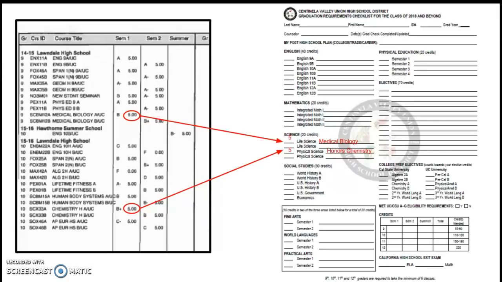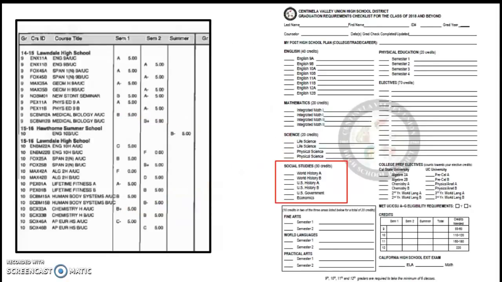Now moving on to science. Remember that you need a year of life science and a year of a physical science. Life science are your biology courses, and physical science are your chemistry courses. Then moving on to social studies. Find any of your social studies courses and fill in your 5 credits that you earned if you completed the course.